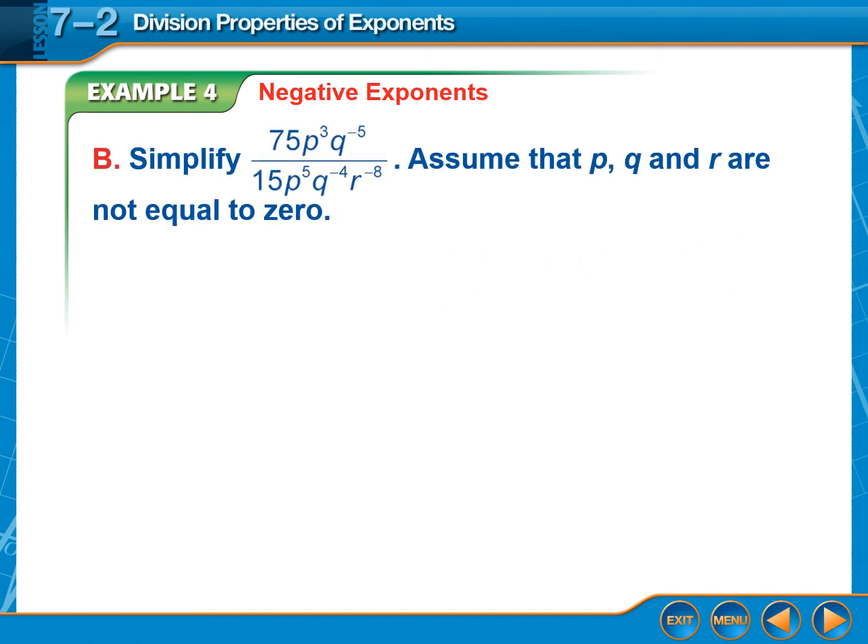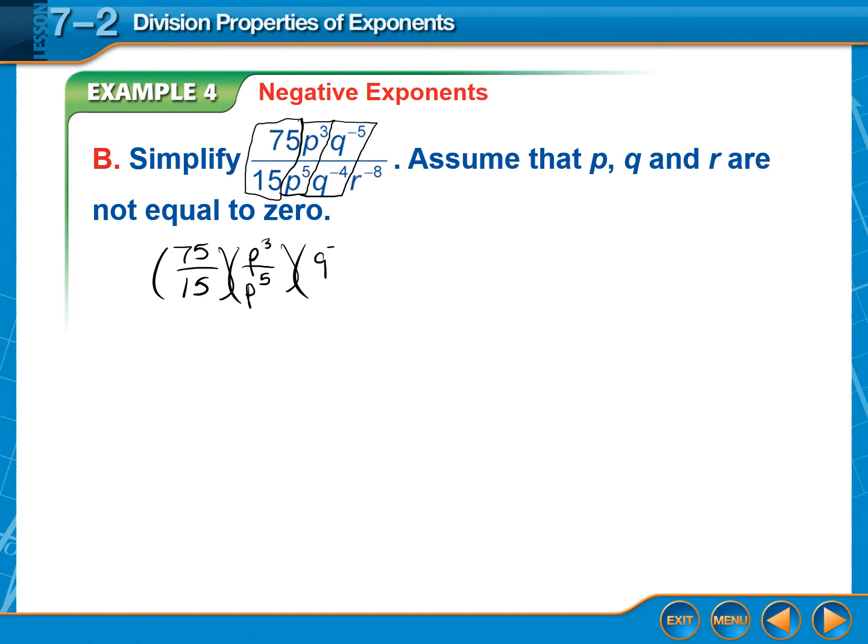All right, let's take this tricky looking one here. So same idea, but in this case, what I've got is numbers that I can combine. I've got these p expressions here. I've got the q's here, and then I've got an r hanging out here at the bottom by itself. So let me break this apart and keep the common bases together. So the first thing is I've got 75 over 15. Then I'm going to write the p's as one fraction. So that's p to the third over p to the fifth.